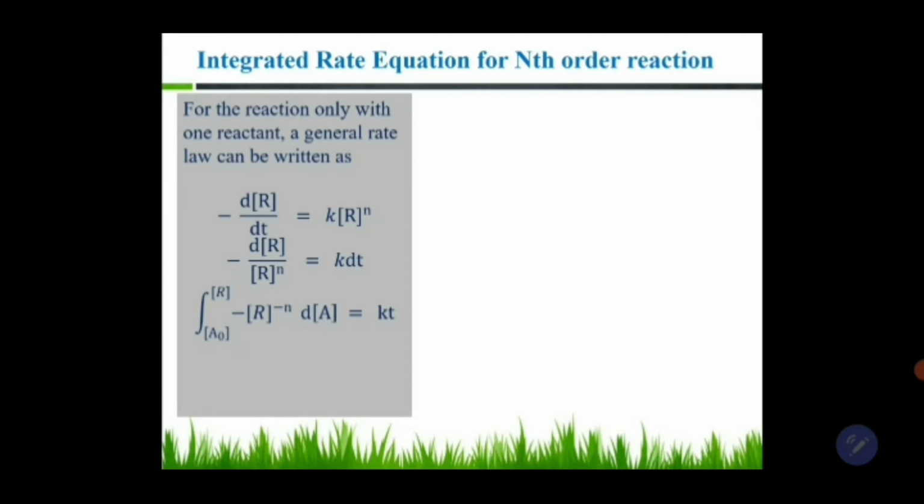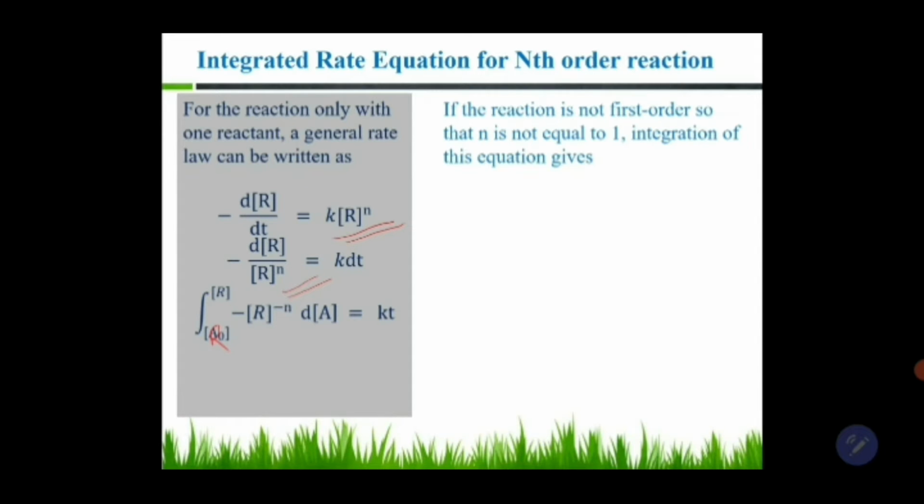If you consider a reaction with only one reactant, a general rate law can be written as dR by dt is equal to k into R raised to n. So if you rearrange it, you can write it as dR by R raised to n is equal to k dt. If you integrate it, from R naught to R, you will get an expression like this.